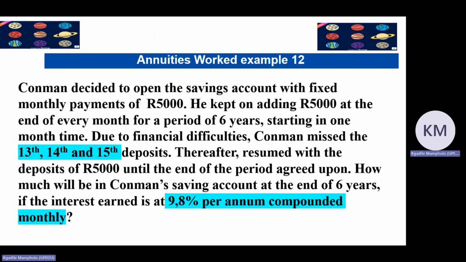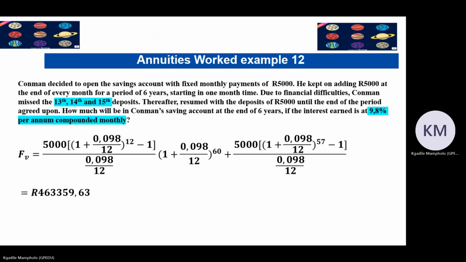Highlight the keywords: 9.8% per annum compounded monthly. Now, in annuities, if one missed payments in the middle, remember, they won't penalize you because it's your money. So once you miss the payments, the system will stop where you stopped and then calculate the amount separately from when you resume.